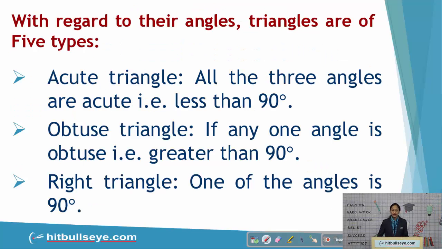With regard to their angles, triangles are of five types. The first one is acute triangle. If all the three angles are acute, that is less than 90 degrees, then such a triangle is called an acute triangle. A triangle is called obtuse if one of its angles is greater than 90 degrees. A triangle is called a right angled triangle if one of its angles is 90 degrees.